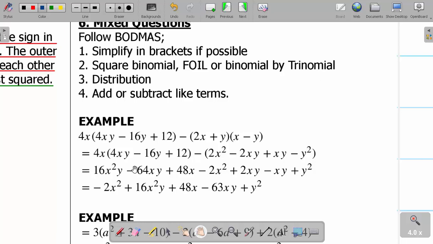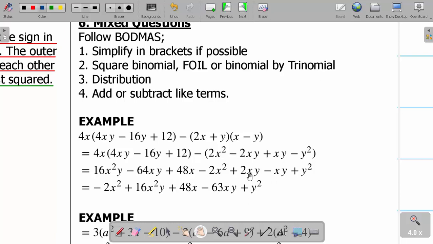And like terms, guys, which you see here, if we check it properly, we have this x squared y. Do we have it anywhere? We don't, so just rearrange it. It's going to be negative 2x squared, then plus 16x squared y, then plus 48x. So we have got like terms: the negative 64xy and this xy here.